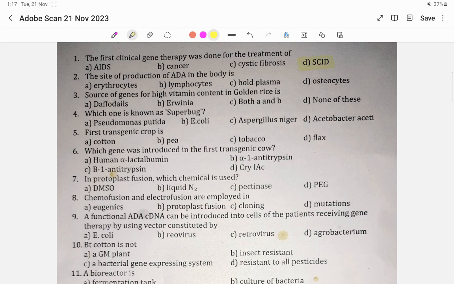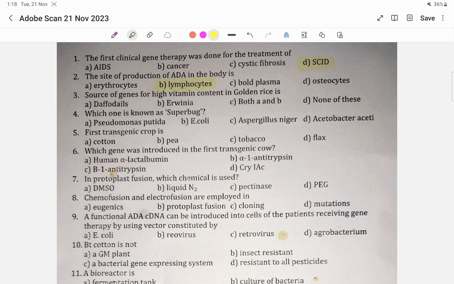The second question: the site of production of ADA in the body is it erythrocytes, lymphocytes, blood plasma or osteocytes? The site of production of ADA in the body is lymphocytes. That is the reason in the gene therapy treatment, we extract lymphocytes from the body, introduce the normal ADA gene into the lymphocytes, and correct the malfunctioning gene. This we are aware of.